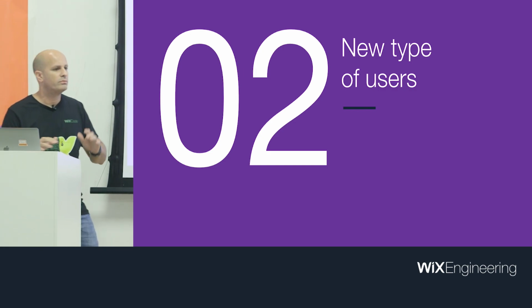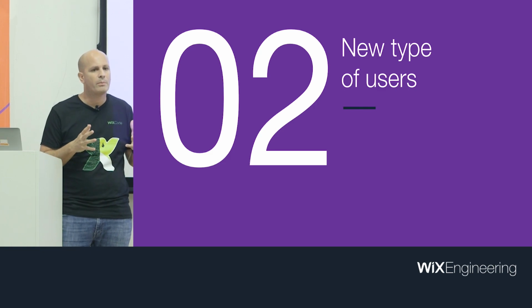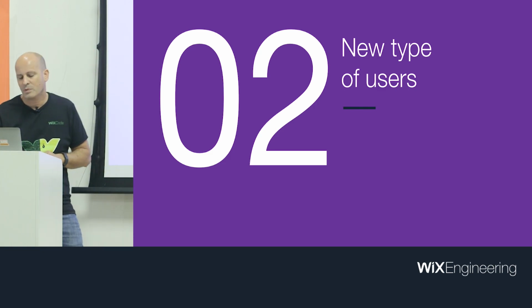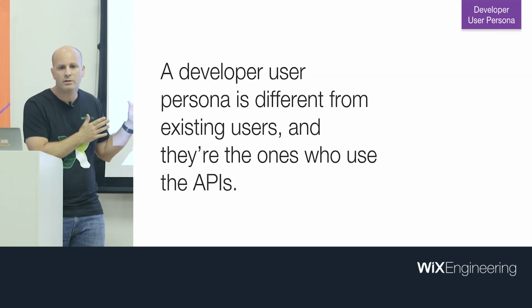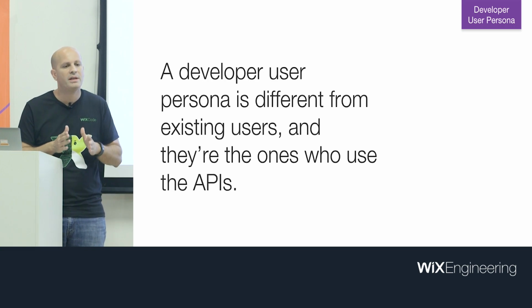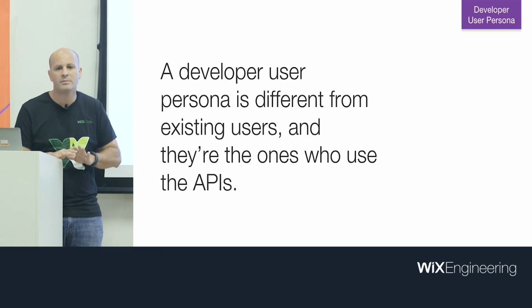Okay, so you agreed with your managers that you're going to add an API to your product. The next thing your company needs to understand is that their existing users are not relevant for this kind of product, because now your company has a new user persona. It's a developer.